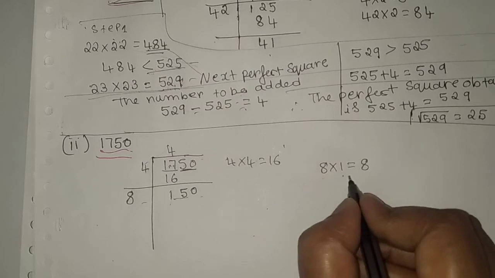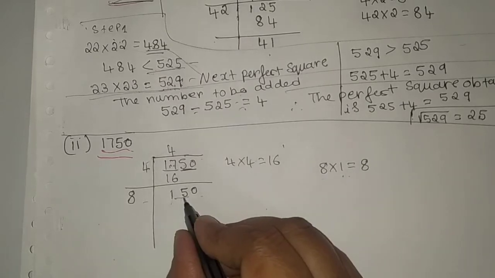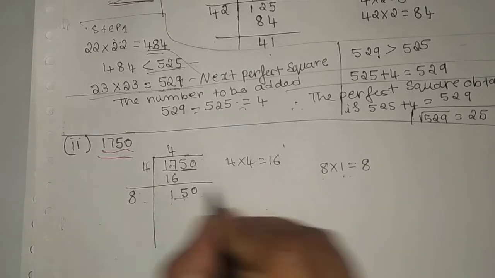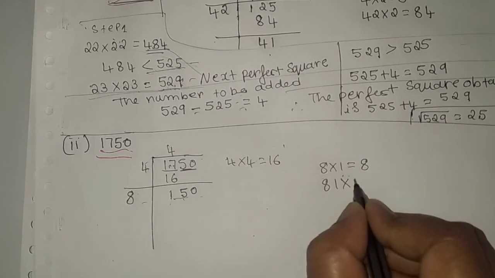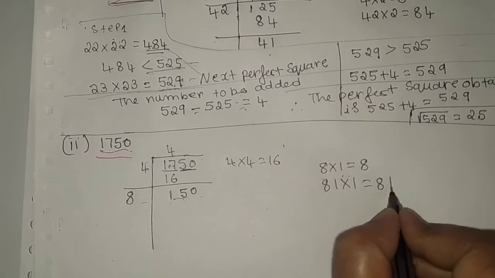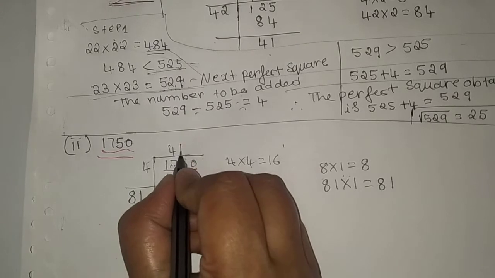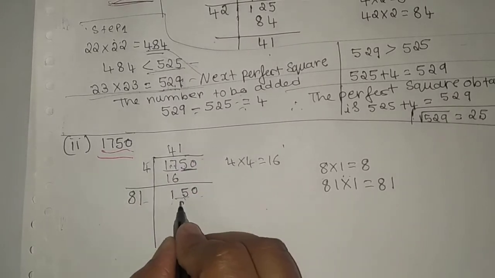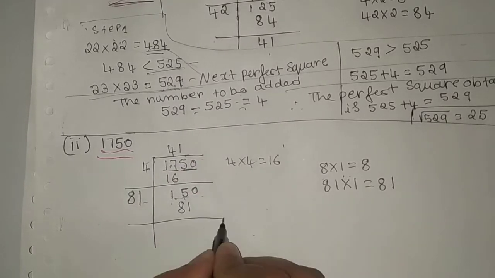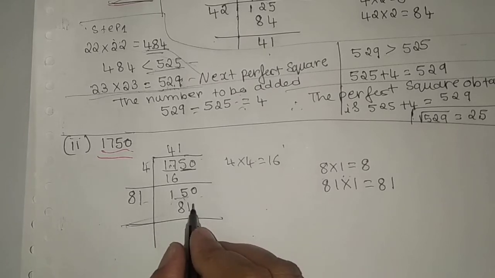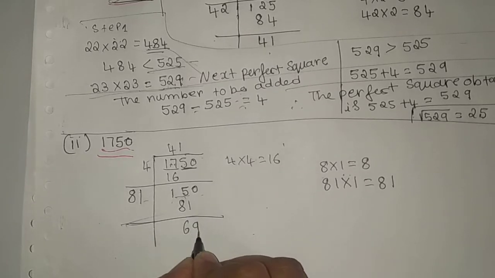8 into 2 we can't take because it will become more than this one. Therefore we'll take 81 into 1 is equal to 81. So 1s are 81. What is 81 1s are? 81. Then minus this 155, 81 will get 69.